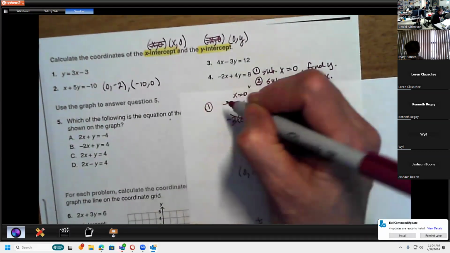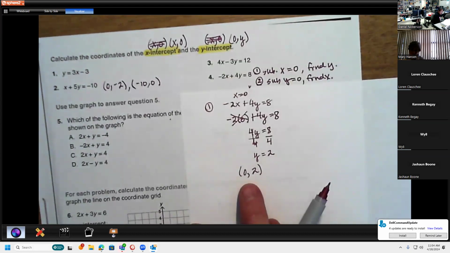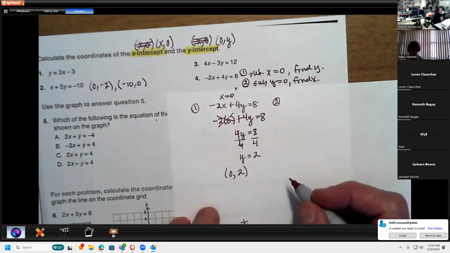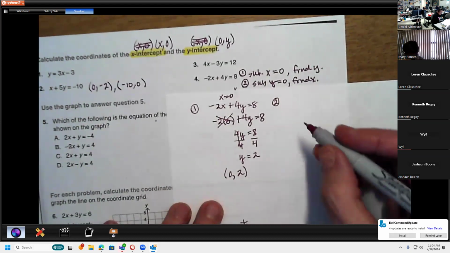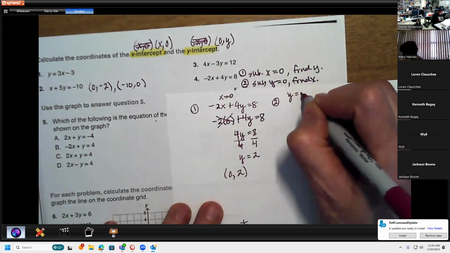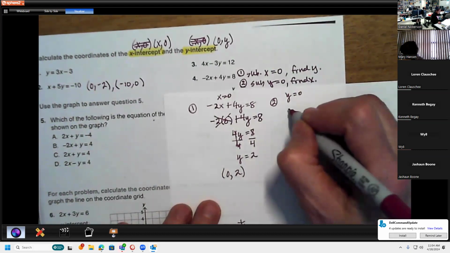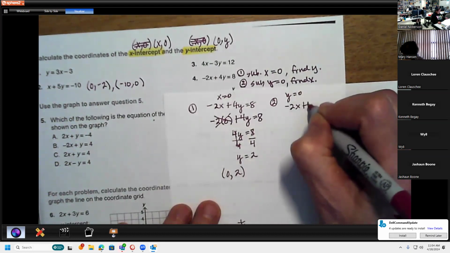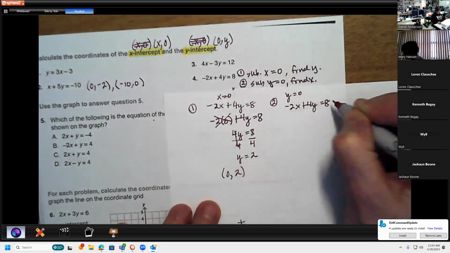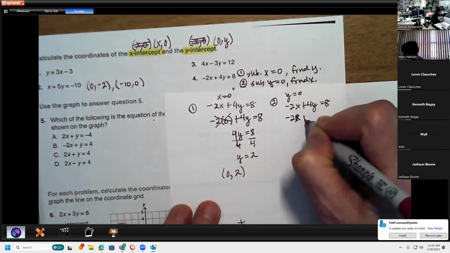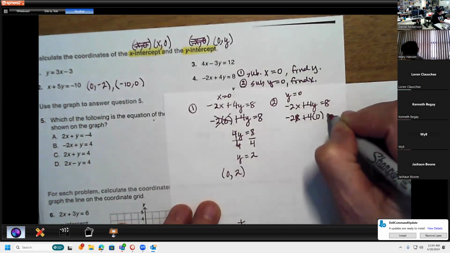Okay, so that's the first step. I can't draw a line when I only know 1 point. I need at least another point to figure out where the line goes. And so this time we're going to say, let's let y equal 0 and figure out what x is when y is 0. So I have the same equation, but this time I'm going to put 0 in for y.